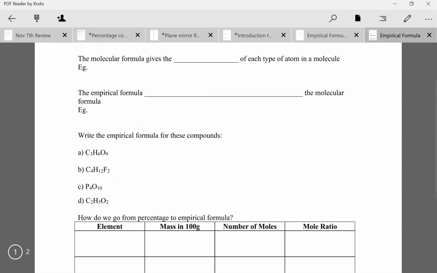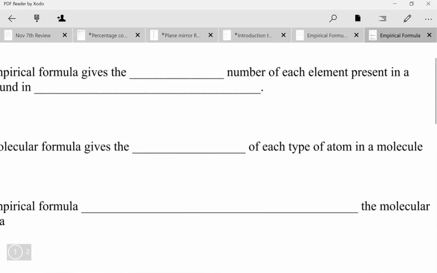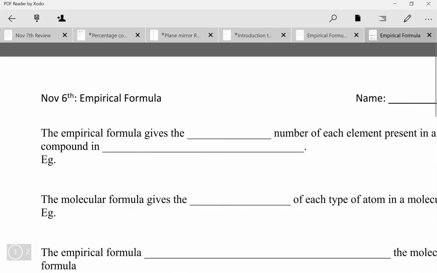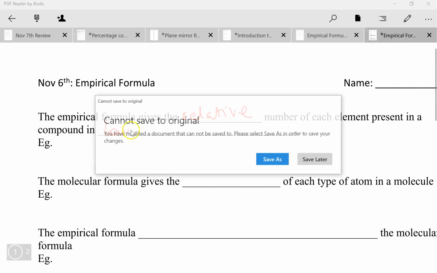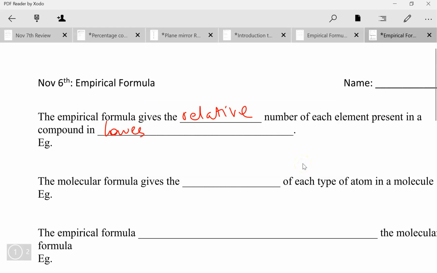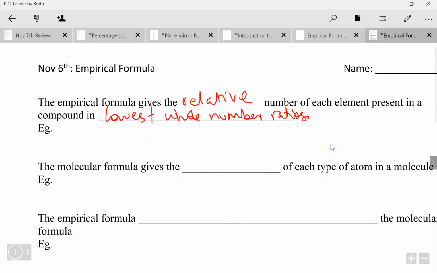Hi, so in this video we're going to talk about empirical formula and what that is. So first we'll go over a couple of definitions. The empirical formula gives the relative number of each element present in a compound in the lowest whole number ratios. So what I mean by this is the subscripts on the atoms written in the compound have to be in the lowest whole number ratios, and we'll see examples of that very soon. This is just for your notes.